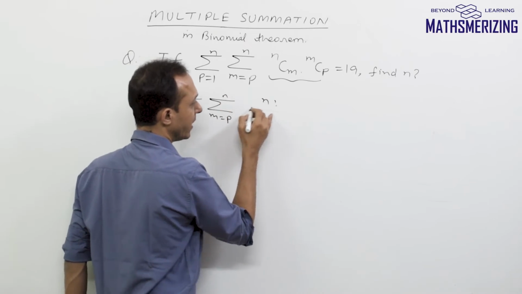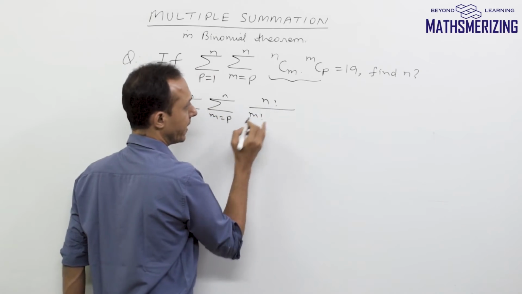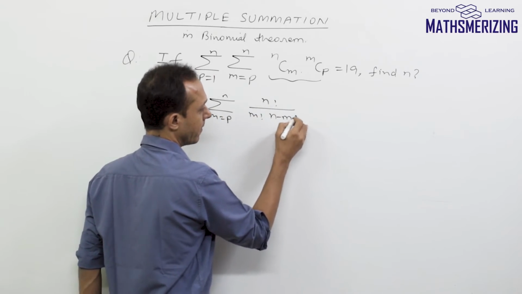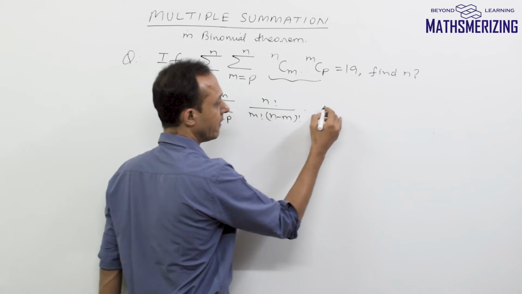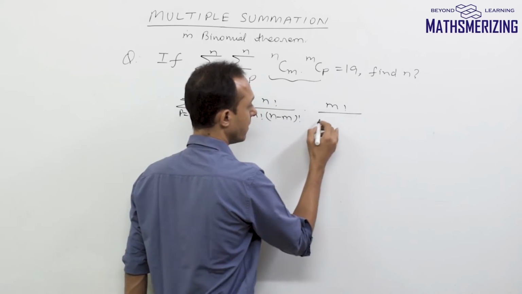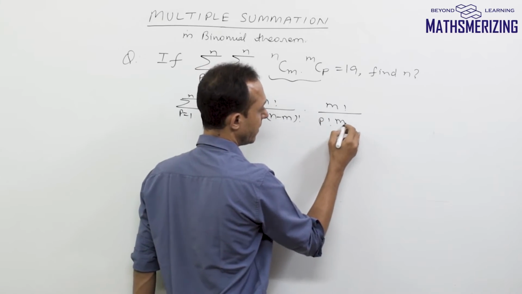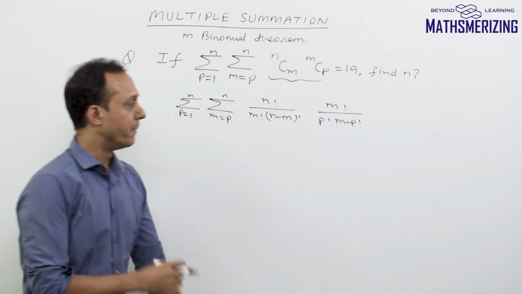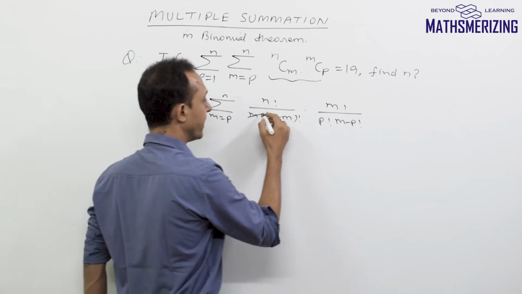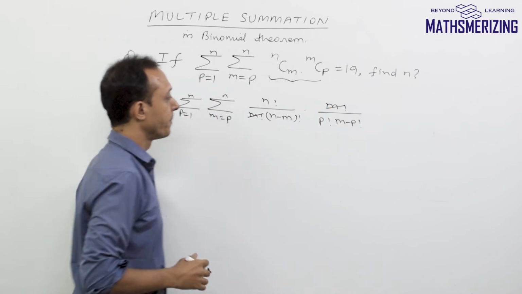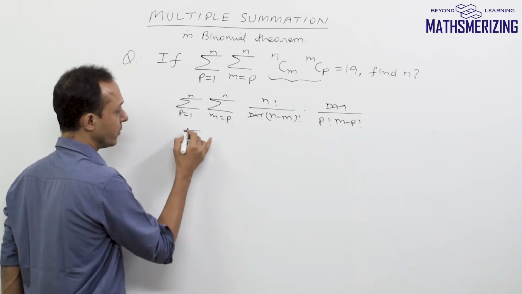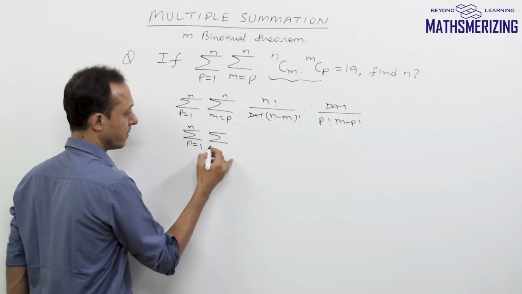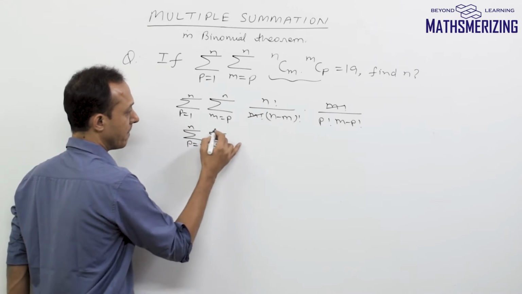So I'll write factorial n, factorial m, factorial n minus m, and here I'll write factorial m, factorial p, and factorial m minus p. So I'll cancel this factorial m with factorial m, and then I'll write it as summation p varies from 1 to n, summation m varies from p to n.